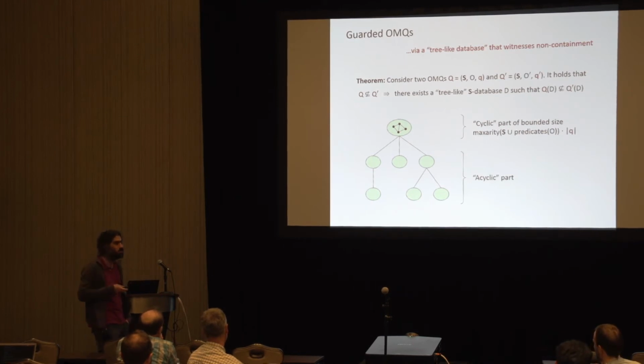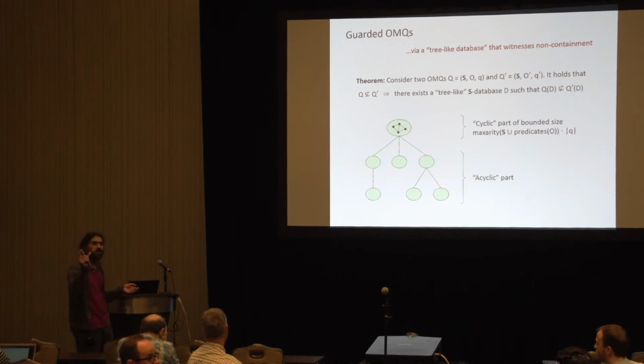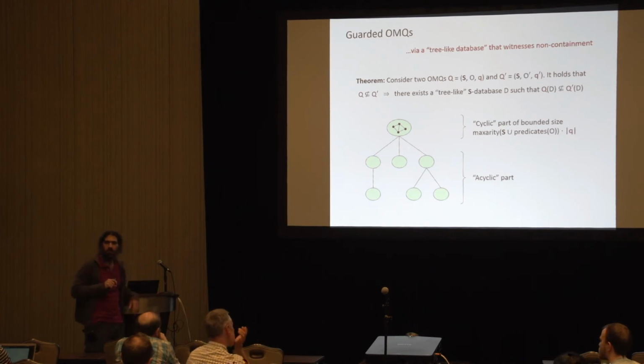Reinhard explained to us what that is. So what is a tree-like database? We can come up with such a decomposition where all the nodes apart from the root are guarded bags, in the sense that all the elements that appear in these bags are guarded by at least one atom in the database. So there exists one atom in the database that contains all these elements. And this somehow corresponds to the acyclic part of the database.